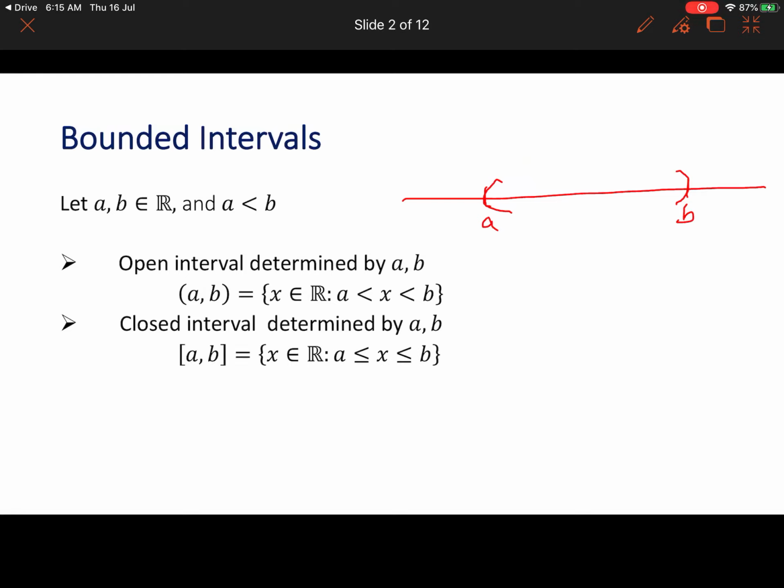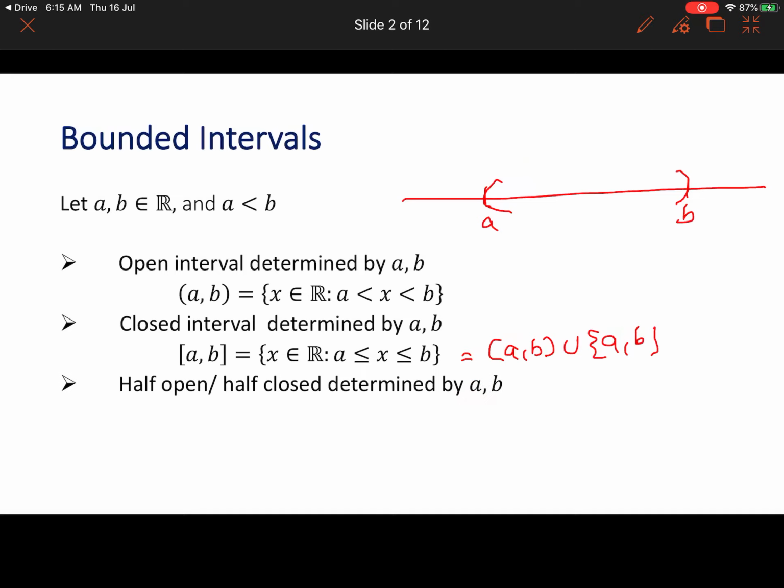Now, the closed interval [a, b] determined by a and b is defined as the set of all x element of R such that a less than or equal to x less than or equal to b. Here we are including a and b in this set. So you can write the closed interval [a, b] as the open interval (a, b) union the set {a, b}. If you adjoin a and b to the open interval (a, b), you will get the closed interval [a, b].